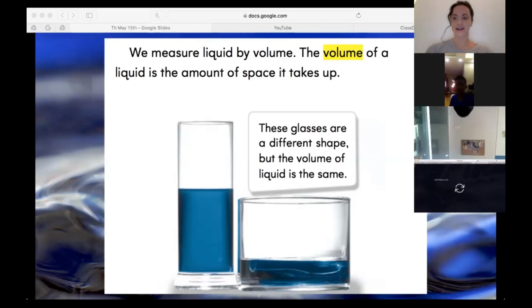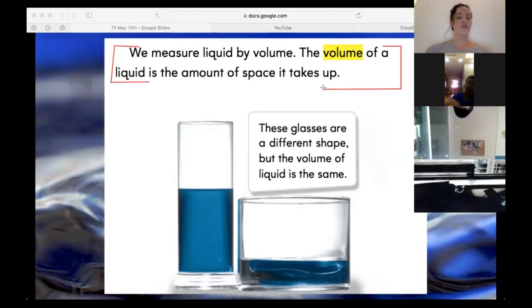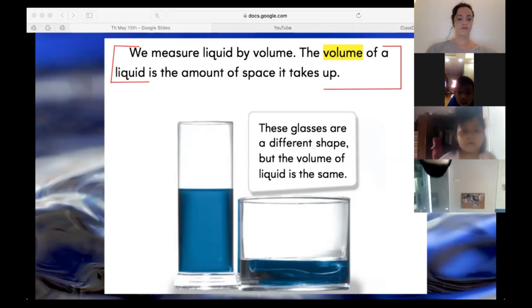Milliliters and liters. Just like centimeters, for volume we have milliliters. Everyone, please read this. Ready? 1, 2, 3. We measure liquid by volume. The volume of a liquid is the amount of space that it takes up. Very good. Excellent. Susu, can you read this bubble for us?